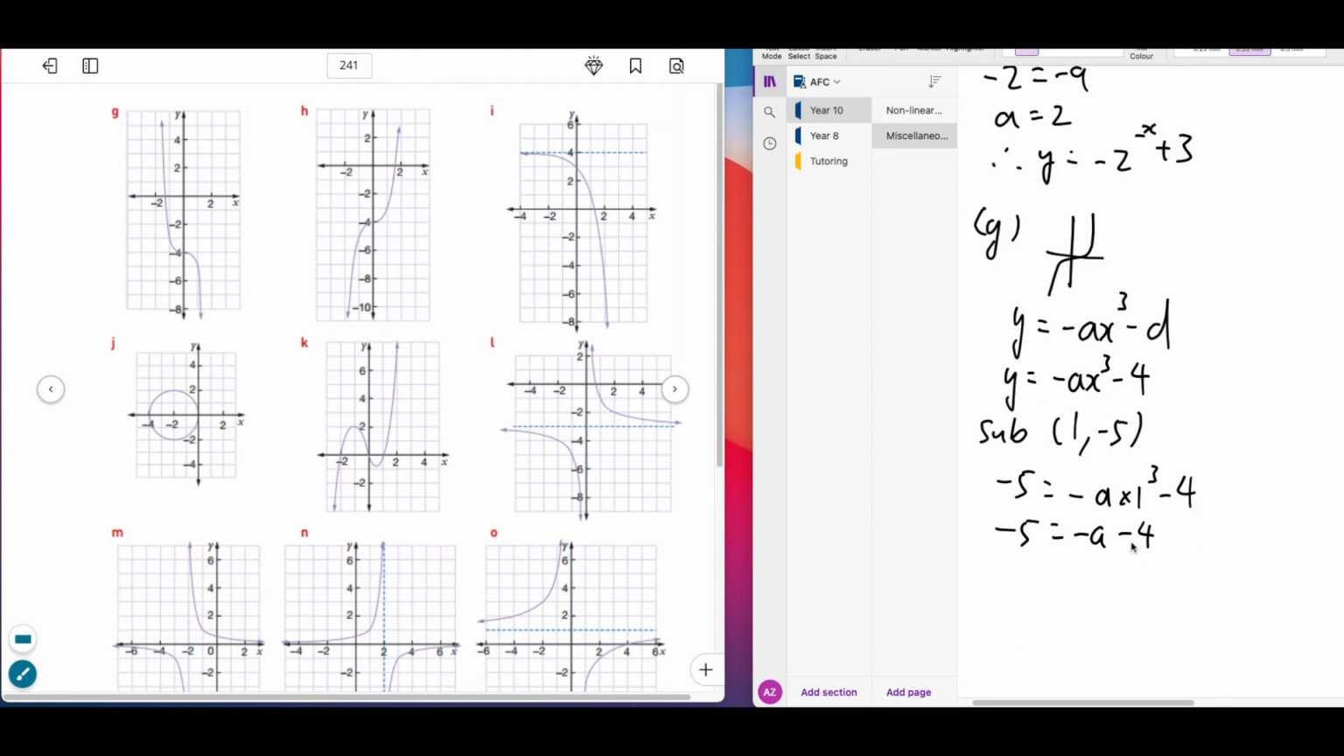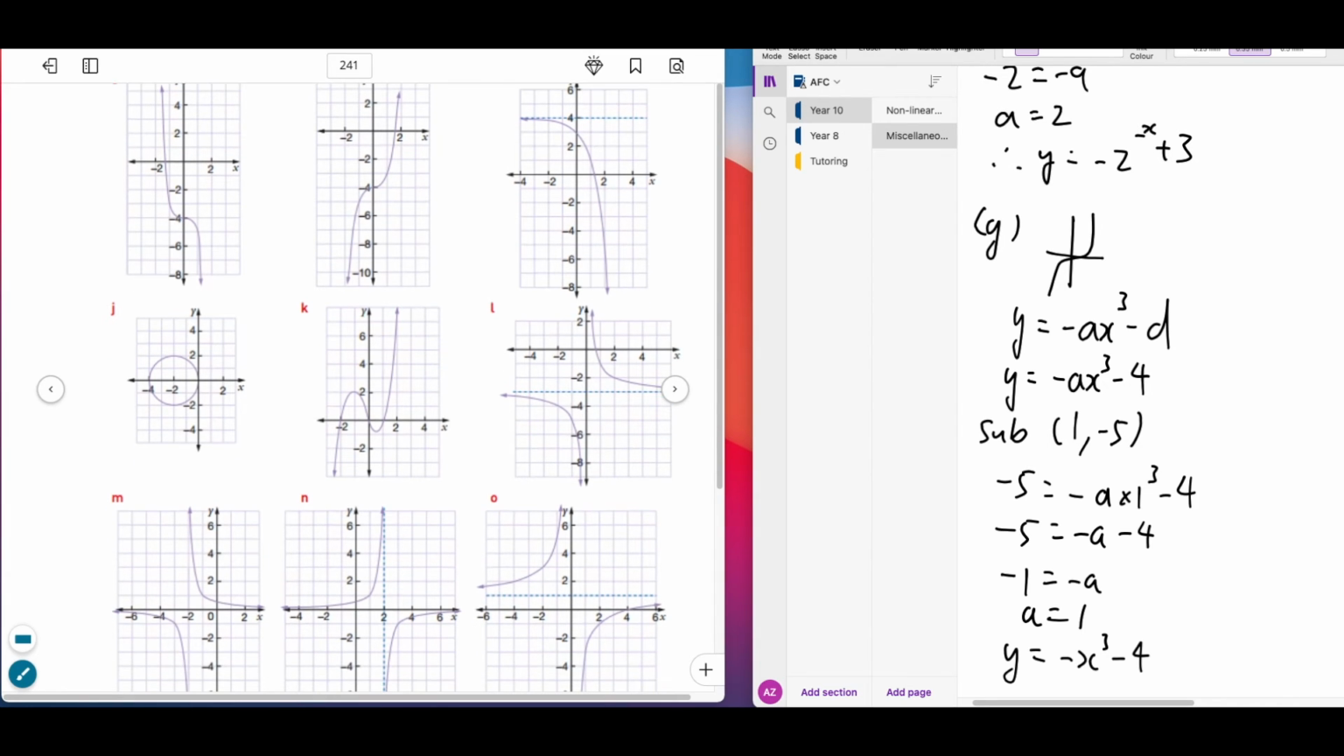So then we have what? We add 4 to both sides. Minus 1 is equal to minus a, so a equals 1. Right? So then a is equal to 1. So then we just sub the value of a back into the equation. y is equal to minus 1x cubed, which is minus x cubed minus 4. Alright, so that's g. Let's take a look at another one.